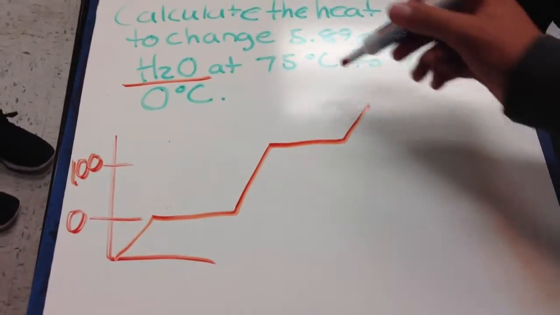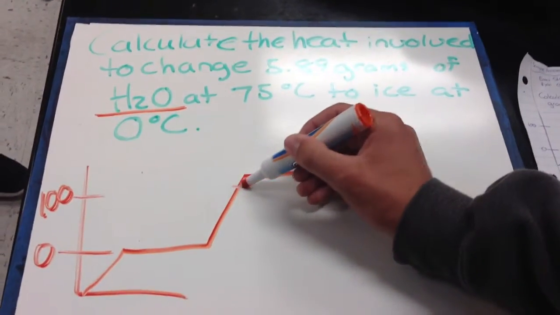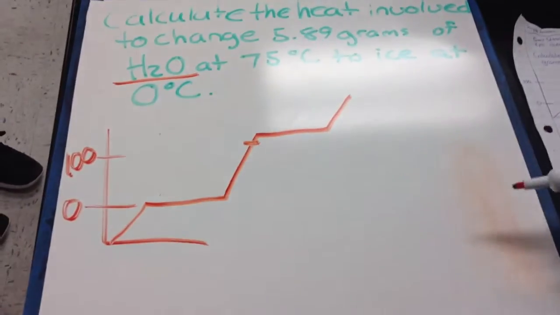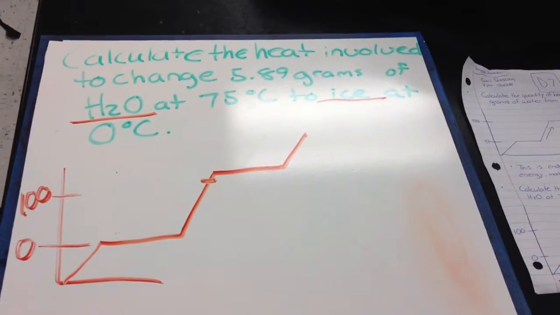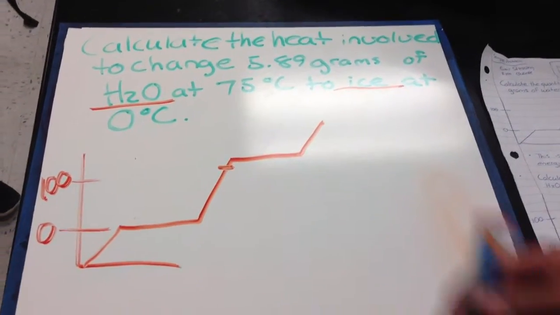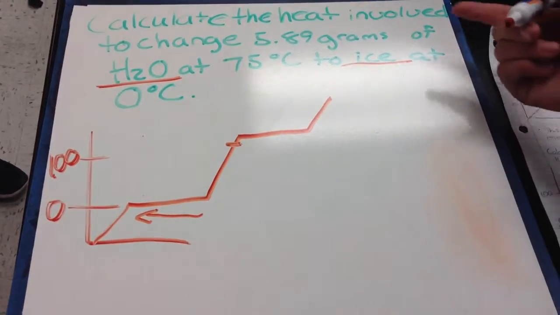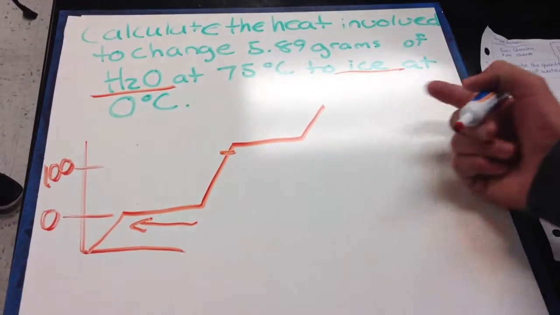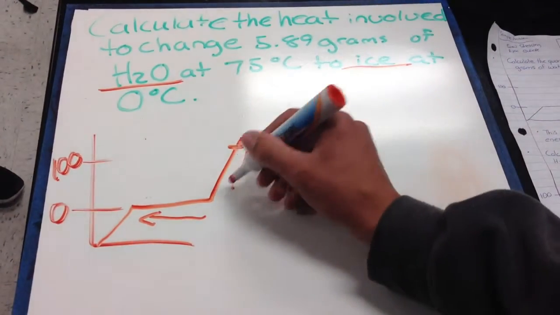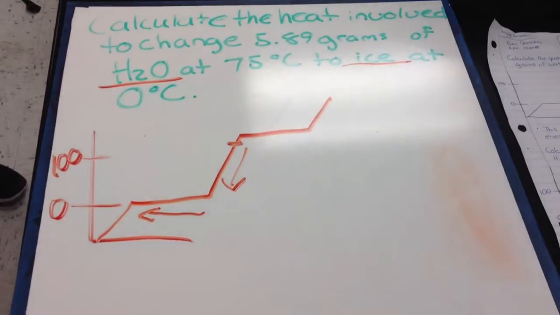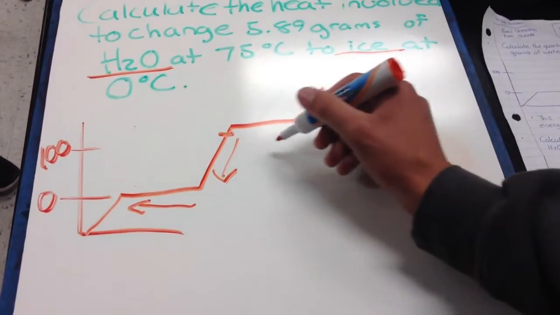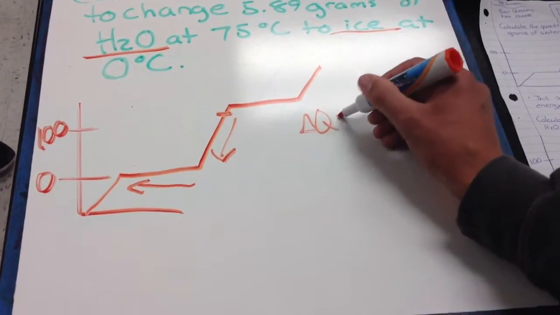But now our temperature is 75, so we know we're going to be dealing with something here. But then it says we're going to ice. And ice is 0, so we're going to be dealing with this. And since we are changing something from heat to ice, that means we're going down and we're losing energy. So we already know what this equation is because we did this in our sample problem.